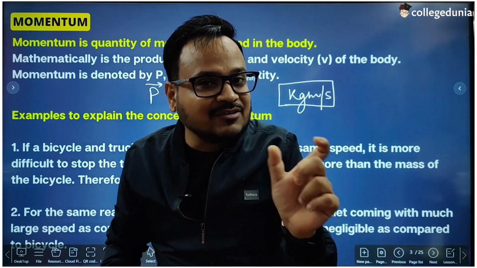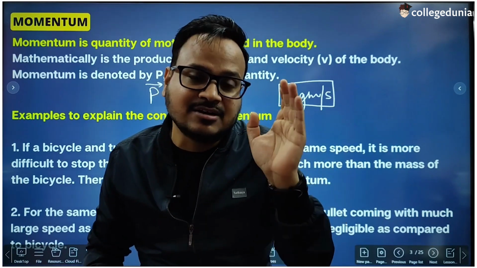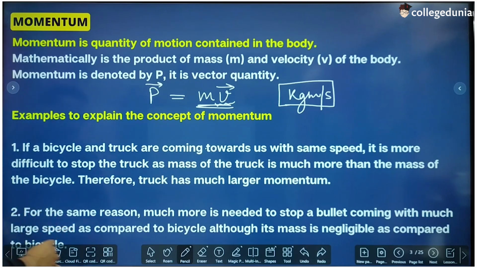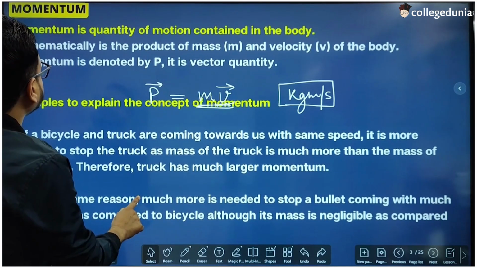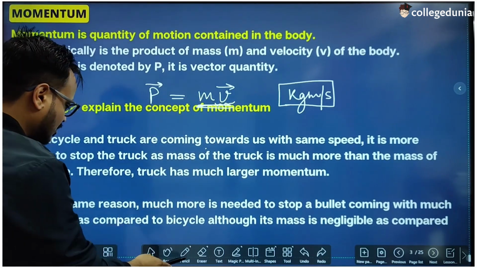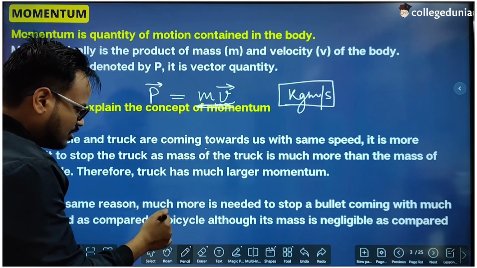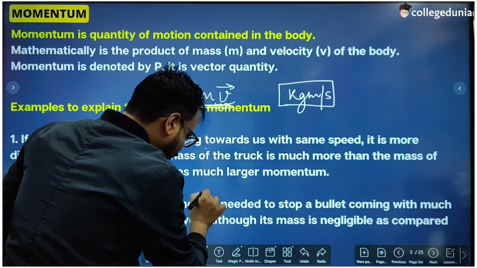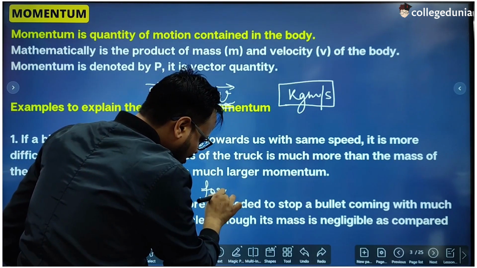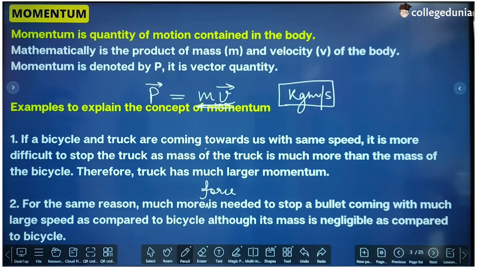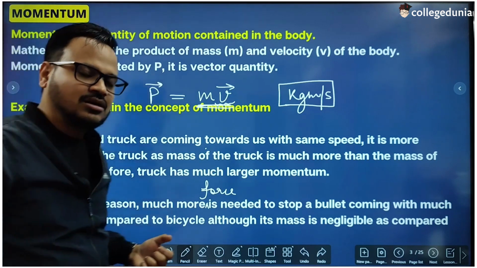So what is the difference between bicycle and truck? It is just the mass. That means motion depends on mass also. And in the second case, for the same reason, much more force is needed to stop a bullet coming with much larger speed as compared to a bicycle, although its mass is negligible as compared to the bicycle.